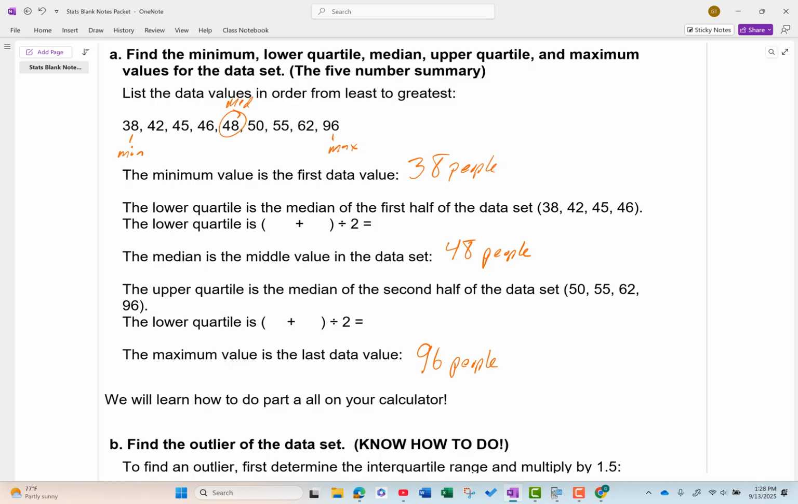So if I'm not including the median, as that point above said, now I just have 4 values here.